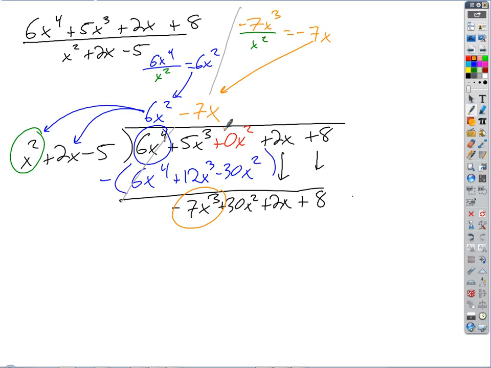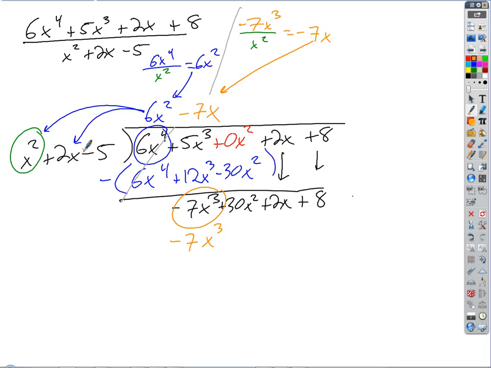Okay, what do I do? I multiply it through, right? Distribute it through. So now the negative 7x is going to get distributed to all three parts. Negative 7x times x squared. What power of x is that going to give me, Tyler? By multiplying x's by x squareds. X cubes. And what's the number going to be? Negative 7 times 1? Okay, so there's my negative 7x cubed.